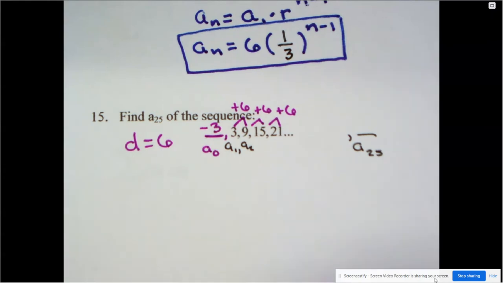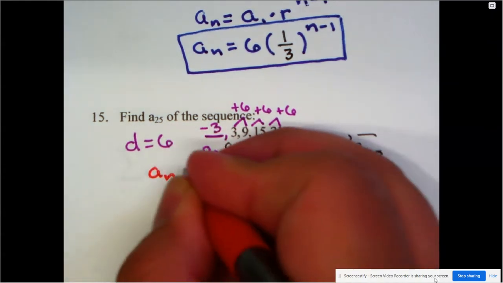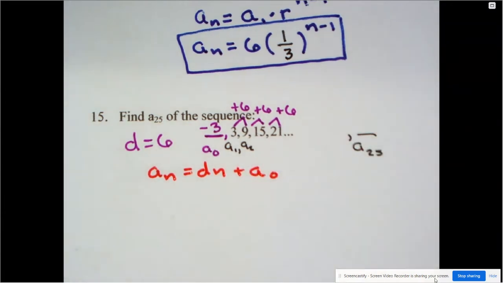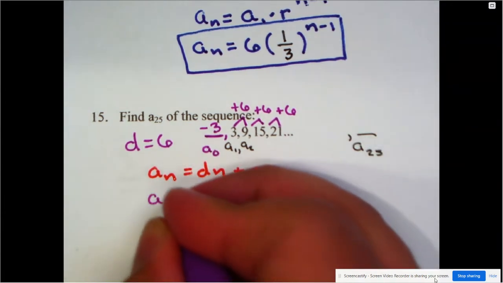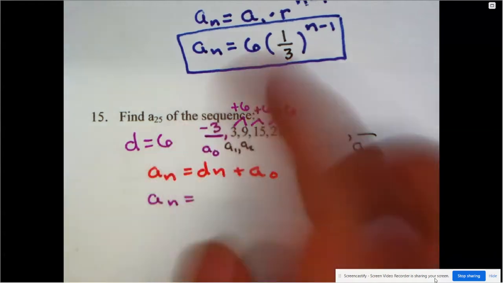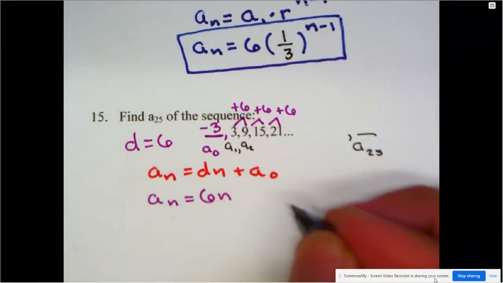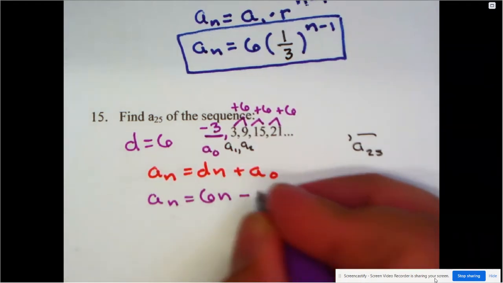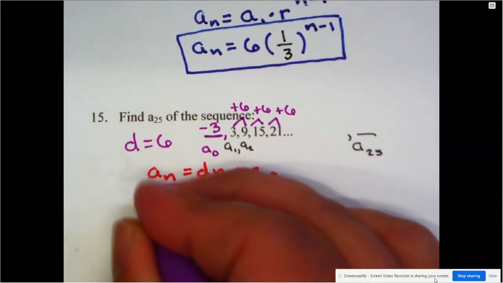So here comes my formula that we had earlier. A sub n is equal to dn plus a sub 0. All right, here we go. A sub n is officially d, which is 6. We leave the n alone. And then my a sub 0 was a -3, so -3. There's my rule.